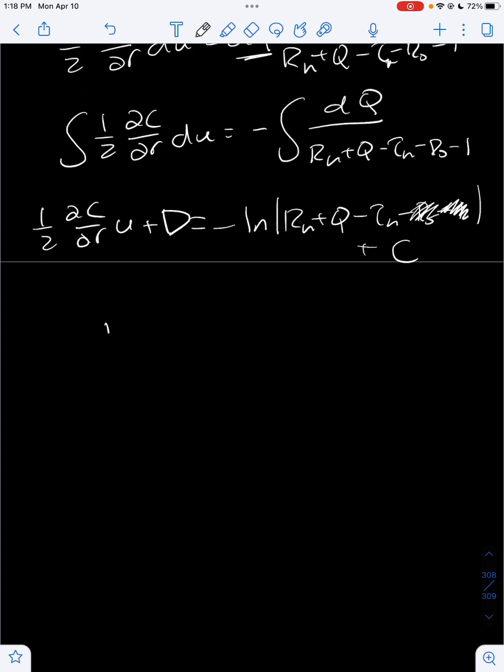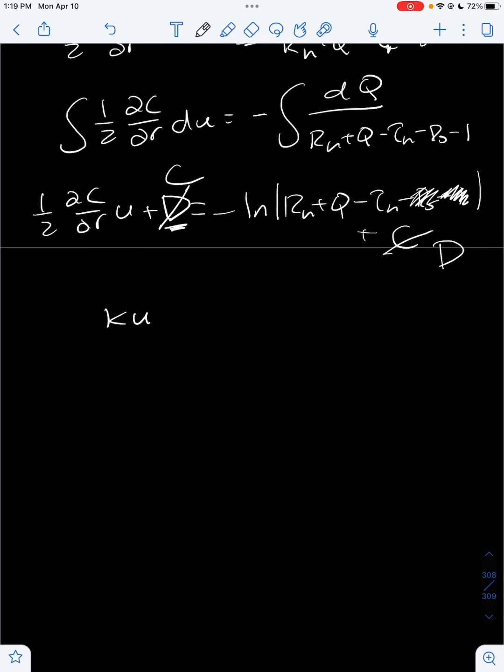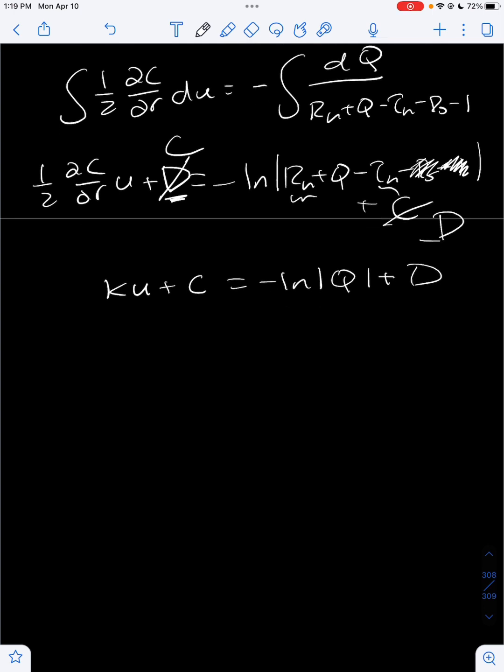So now we have kappa u plus d here, because this is also a constant of integration. We're going to switch c and d together because textbooks will tend to have c on this side. So we're going to have kappa u plus c equals the natural log of all of these things. We can absorb this and this into the d thing. So natural log of q plus d. We can take an exponent of both sides. That'll give us e to the kappa u times e to the c. We can just call that new constant c.